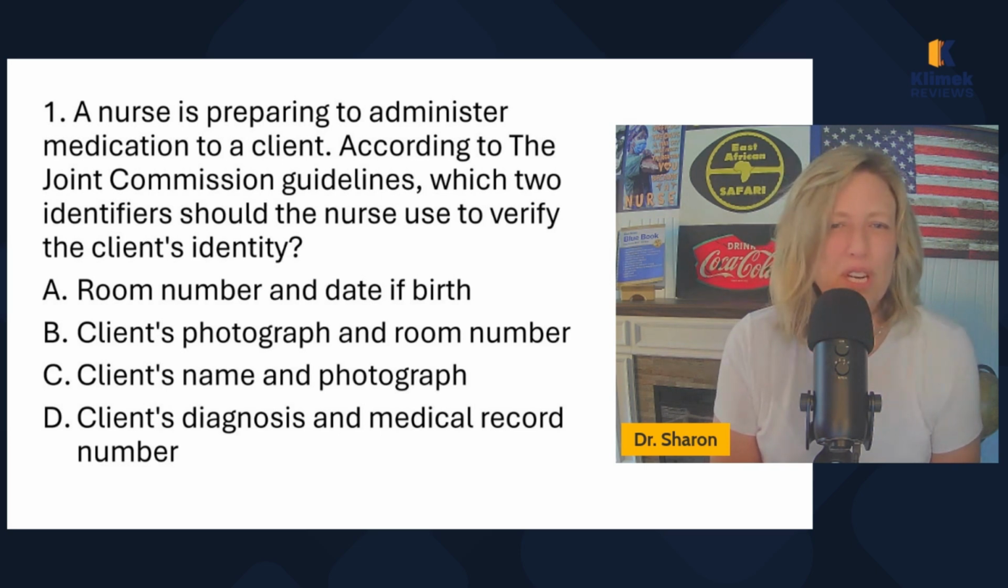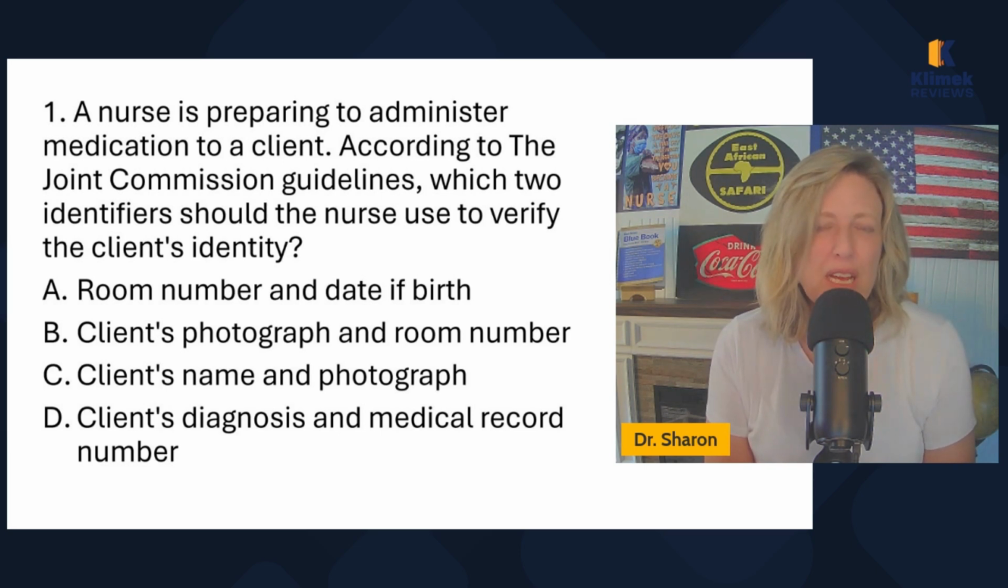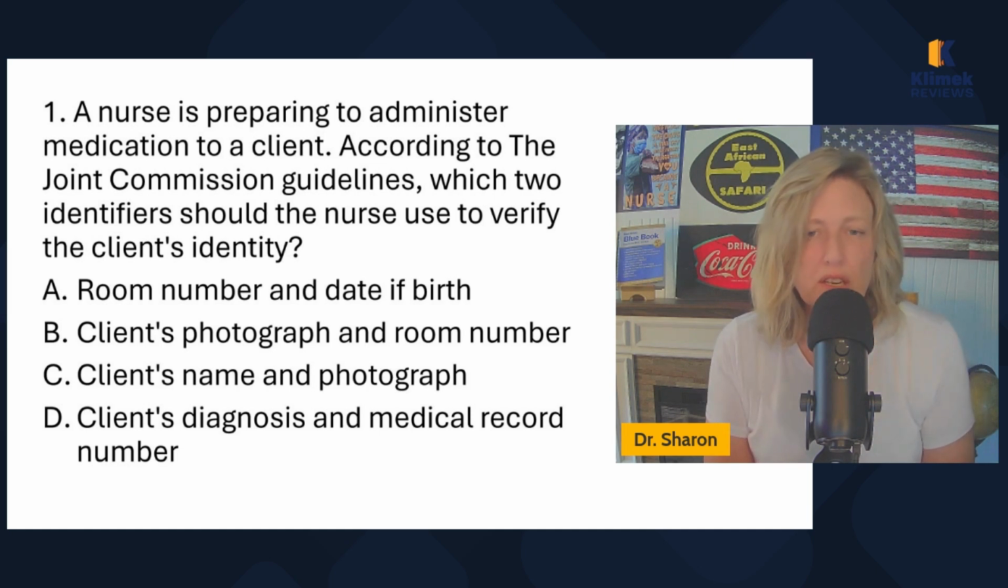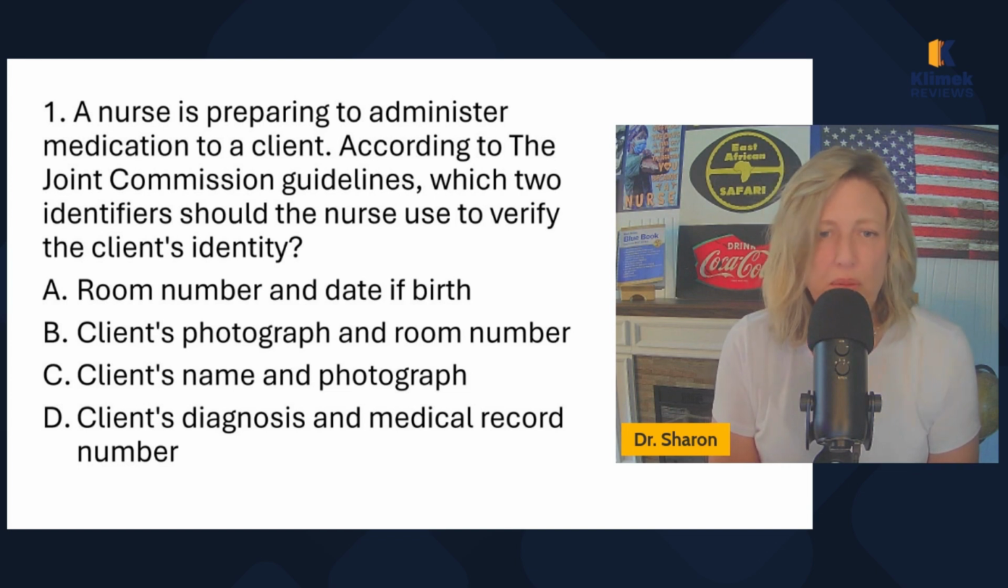All right, question number 1. A nurse is preparing to administer a medication to a client. According to the Joint Commission guidelines, which 2 identifiers should the nurse use to verify the client's identity? Room number and date of birth. Sorry for the typo. Client's photograph and room number. Client's name and photograph. Client's diagnosis and medical record number.